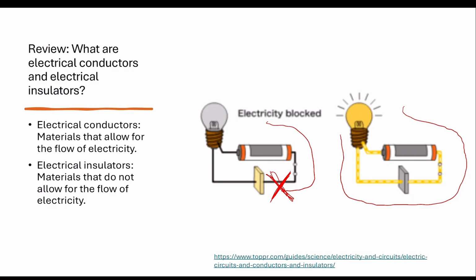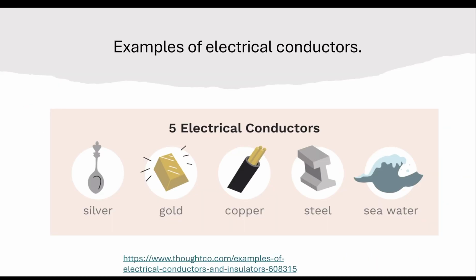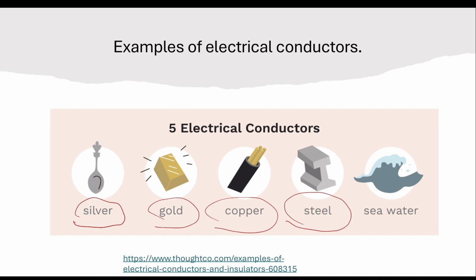Now, what are some objects that allow electricity to flow through? And what are some objects that block the flow of electricity? Examples of electrical conductors include silver, gold, copper, steel, and seawater. And silver, gold, copper, and steel are all considered metals, which are commonly used to conduct electricity. Water is also a conductor of electricity. This is why it's very important to be careful not to get your electronics wet and not to touch water if electricity is flowing into it.